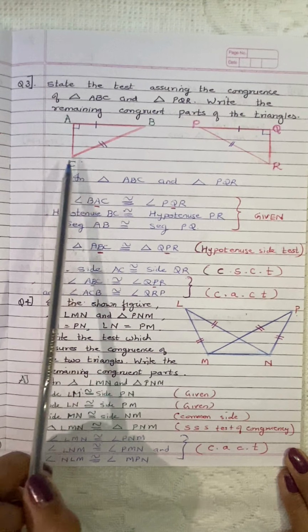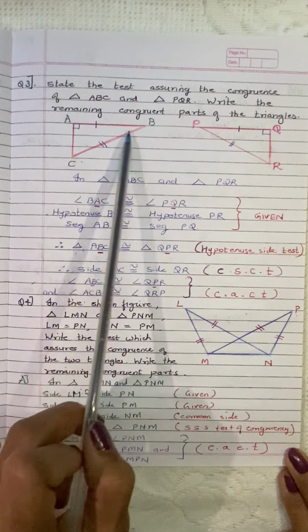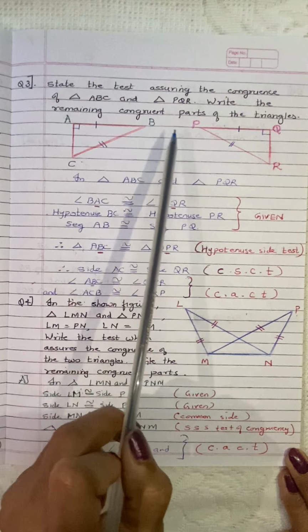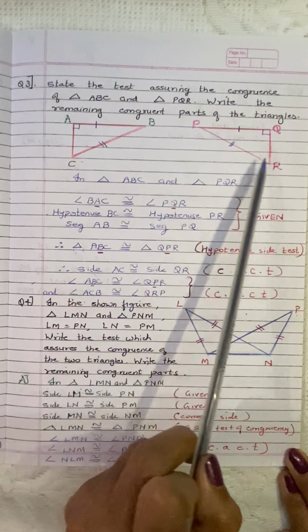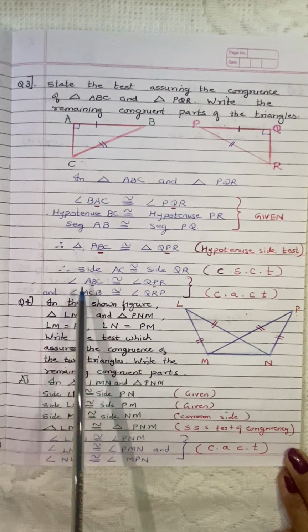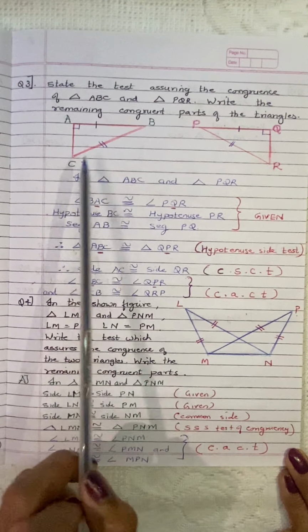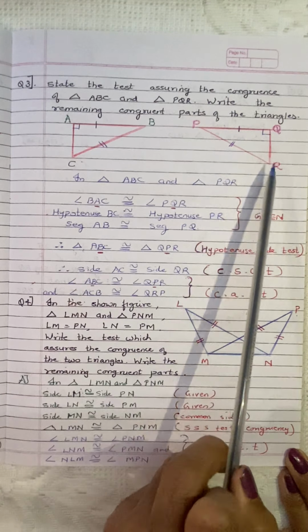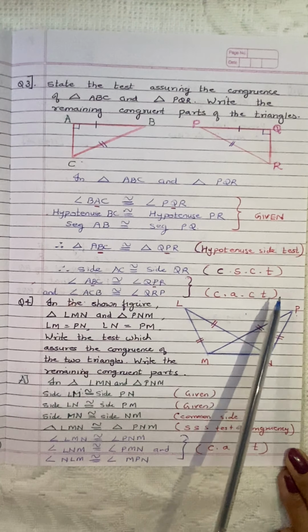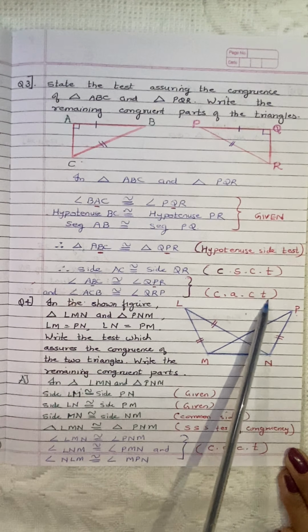When two angles of a triangle are equal, then naturally the third angle is also equal. So angle ACB is congruent to angle PRQ, and angle ABC is congruent to angle QPR. So corresponding angles of congruent triangles.